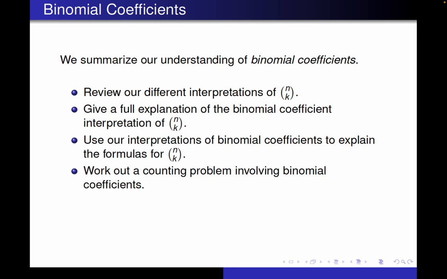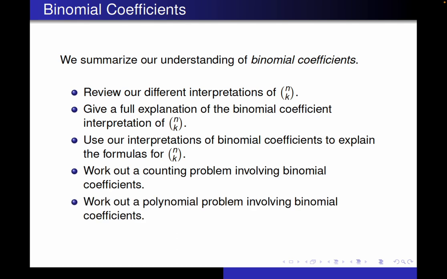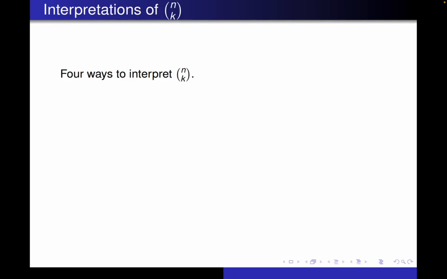We're going to work out a counting problem involving binomial coefficients. We're going to work out a polynomial problem also including binomial coefficients. All right, so lots of stuff that we're going to do. So let's get started. The thing to remember is there are 4 ways to interpret n choose k, and even a couple of those ways have a couple of different sub-interpretations, you could say.